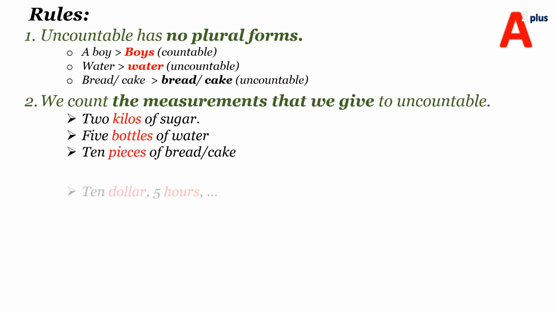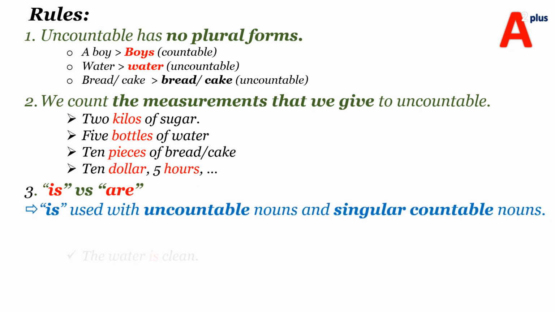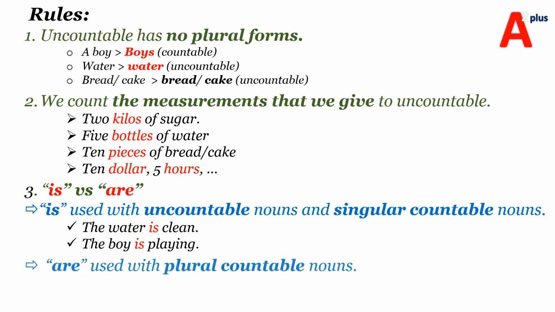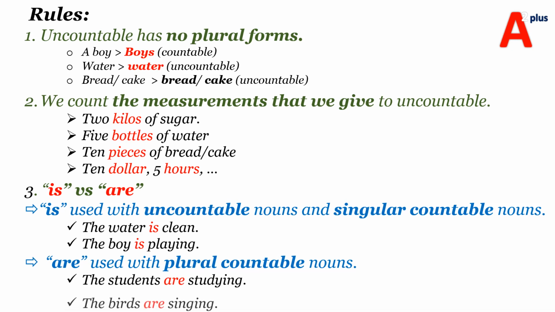We count the measurements that we give to uncountable noun. So we don't count uncountable nouns, but we count the measurement that we give them. For example, 2 kilos of sugar, 5 bottles of water. So sugar is uncountable, we measure it with or count it with kilos. Water is uncountable, we count it with bottles. Bread is uncountable, a cake is uncountable, we count it with pieces.